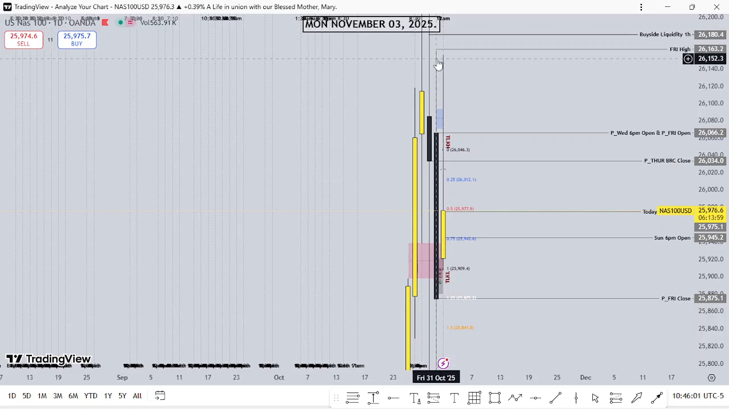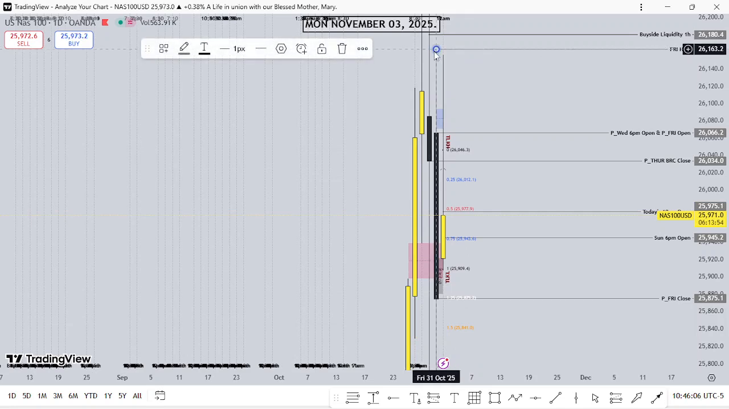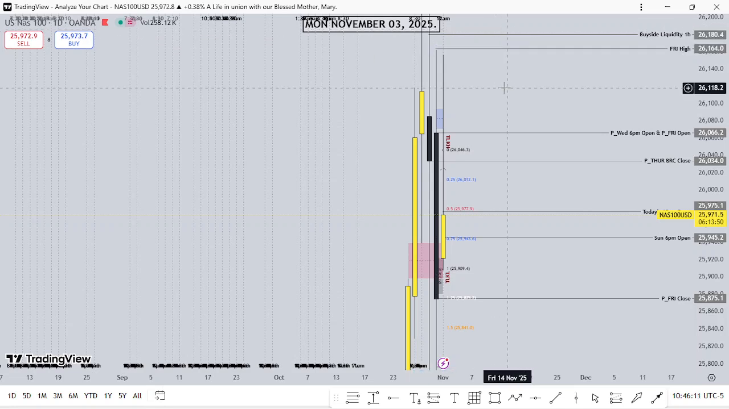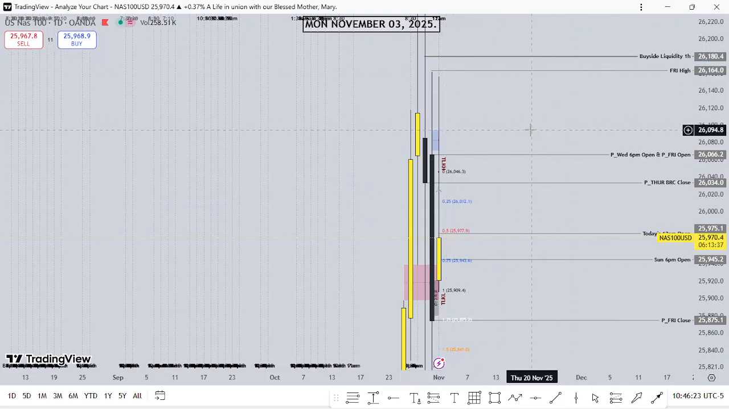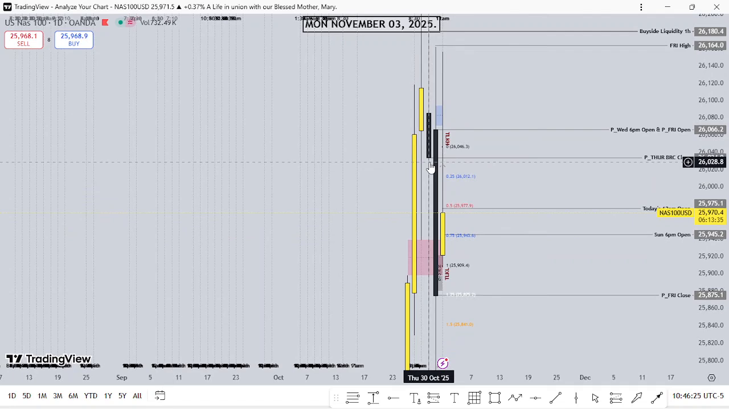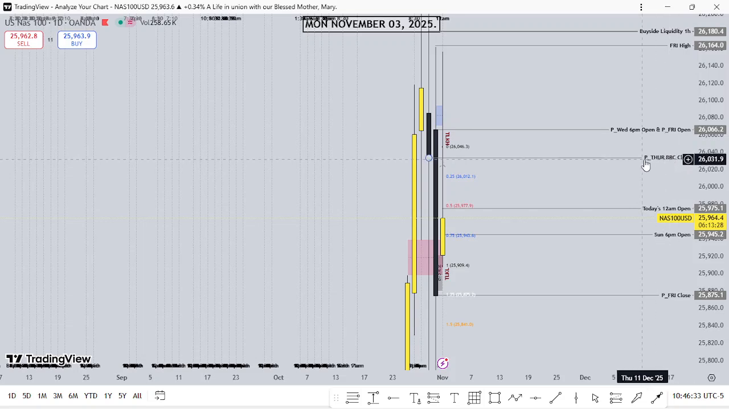So you can see this is Friday 31st October, and I labeled it there as Friday's high. And then there's an area here on the 1 hour time frame that I tagged buy side liquidity 1 hour, because I was looking to how price would engage that area there. Then you can see this area here is previous Thursday, and I use this BRC to indicate a bearish candle close.